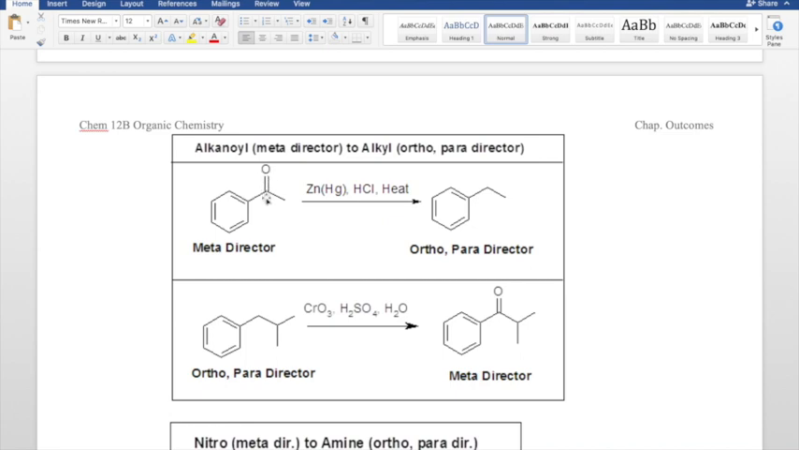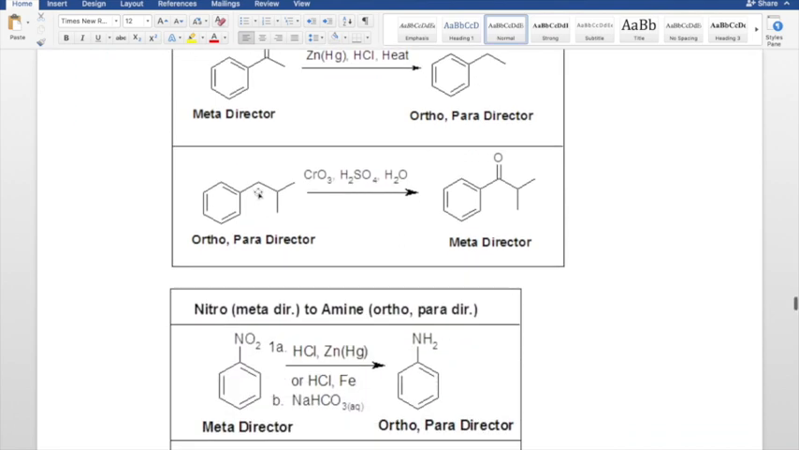Isn't that cool? And this works for the ketones that are directly attached to the benzene ring. If the ketone's further down the line, it doesn't work as well. So you can take this meta director and make it an ortho-para director. And if you have an ortho-para director, you can actually take it back. An ortho-para director alkyl group like this, you can put back to the ketone with an oxidation, with Jones oxidation.